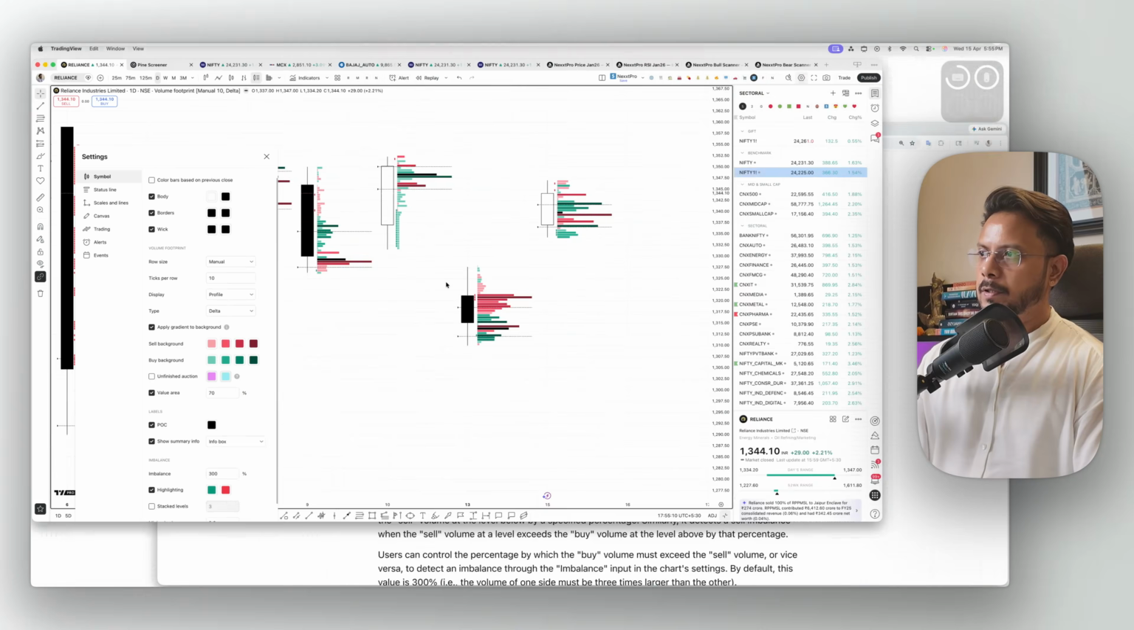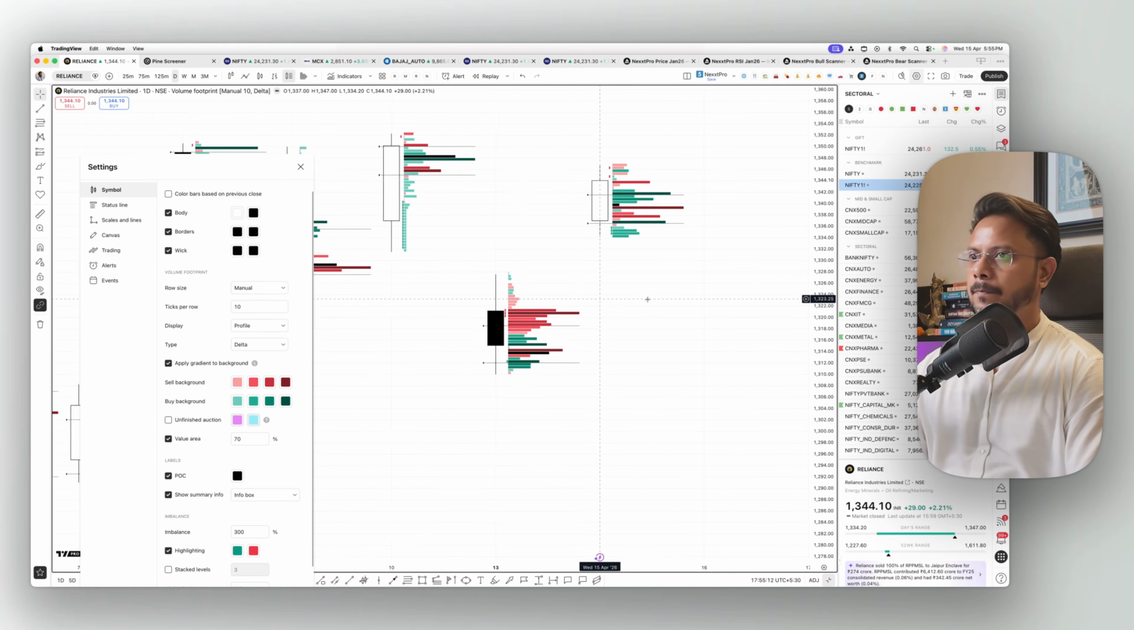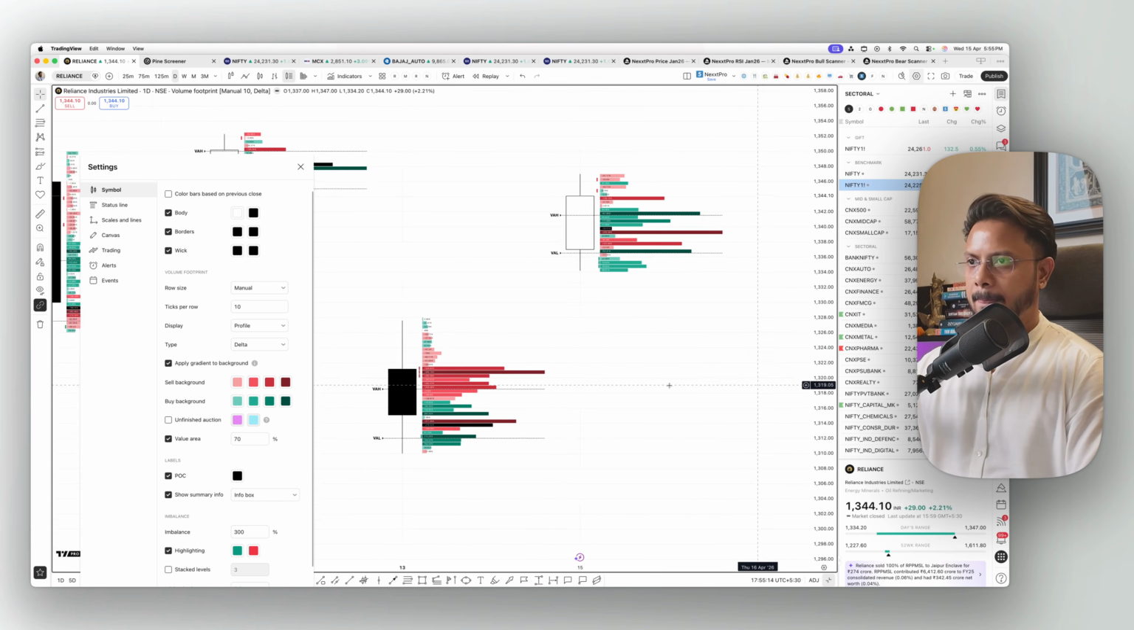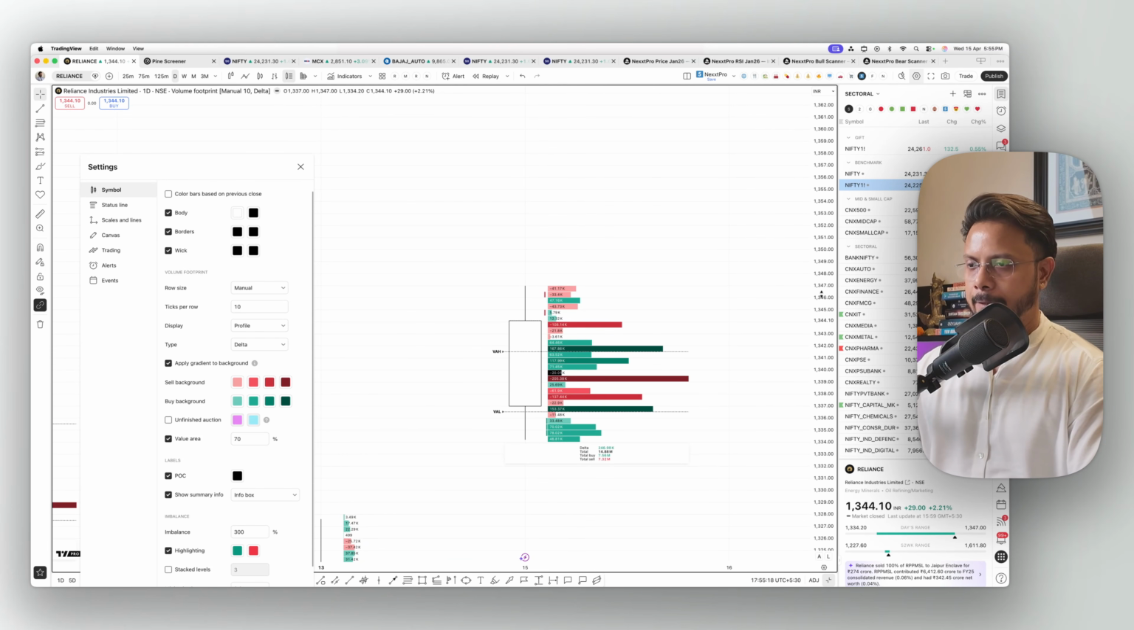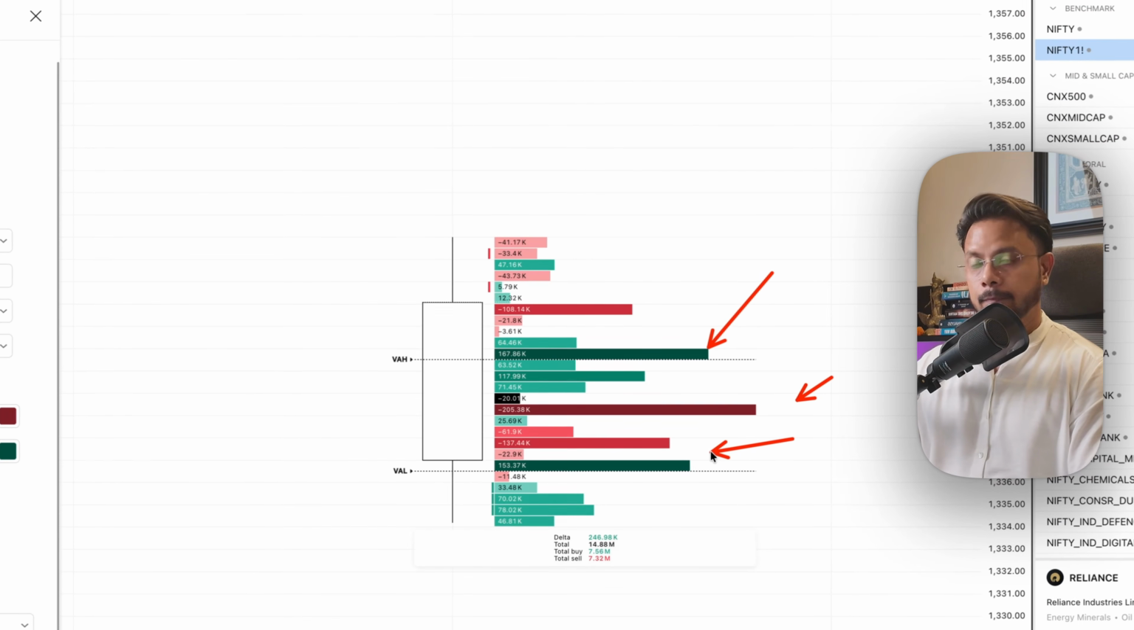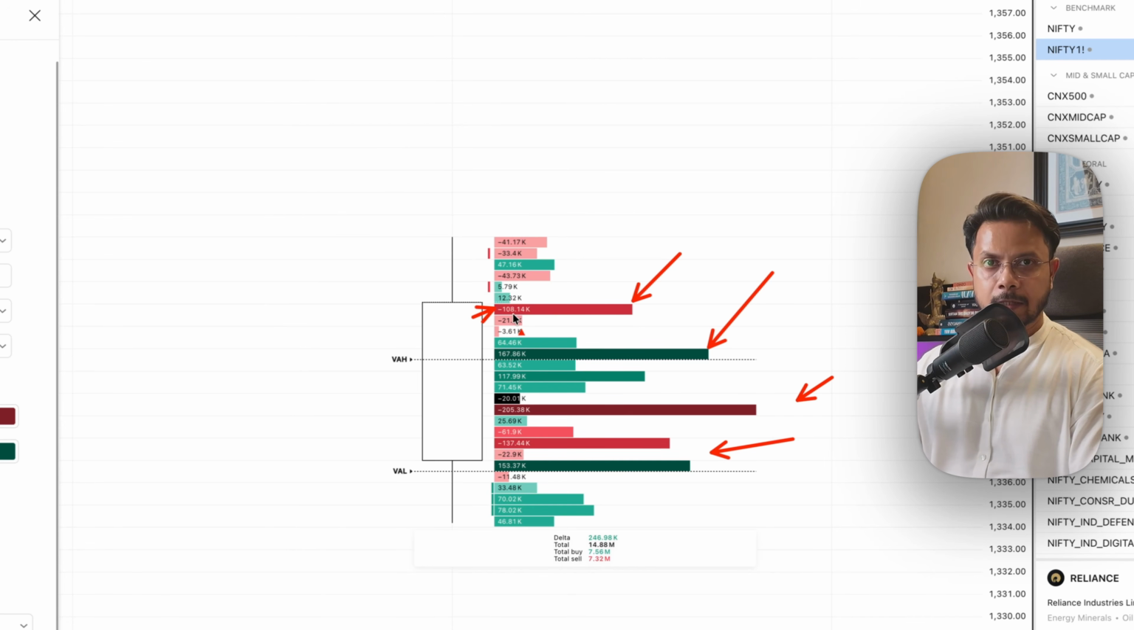Now, with that thought process, when we come back to the charts, so we are looking at Reliance Industries with the volume footprint, and these are the delta. So at this price today, it's a red bar, it's a minus number we can see. So at this price, the sell volume was greater than buy volume. That's what the information is telling me.